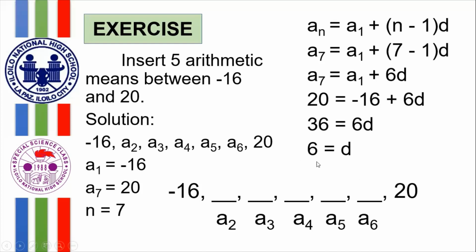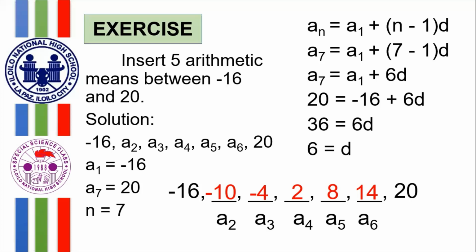If you go from left to right, we will add your common difference. Negative 16 plus 6, that's negative 10. Negative 10 plus 6, that's negative 4. Negative 4 plus 6, that's 2. 2 plus 6, that's 8. 8 plus 6, that gives you 14. And if you wish, 14 plus 6, it's 20. And this is indeed an arithmetic sequence because you have a common difference all throughout.